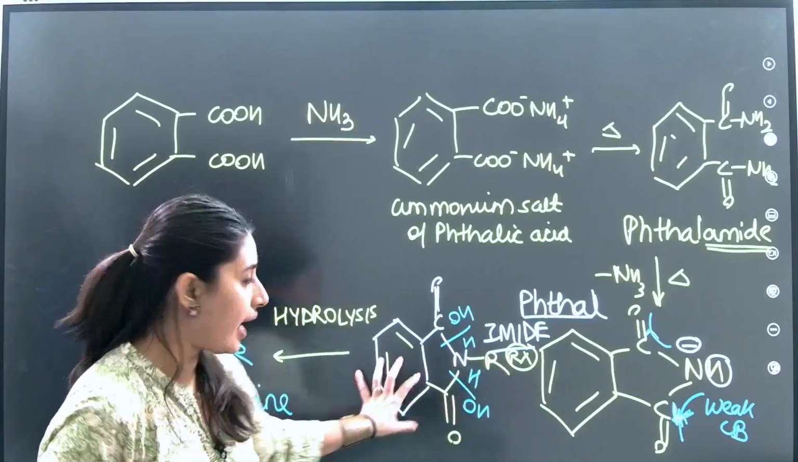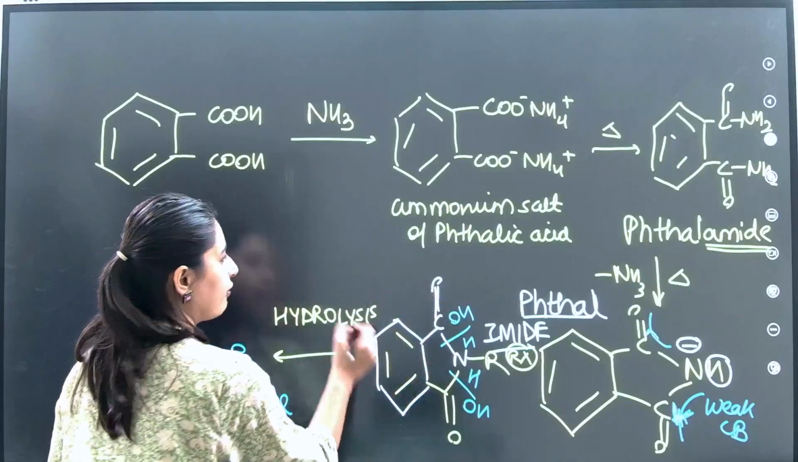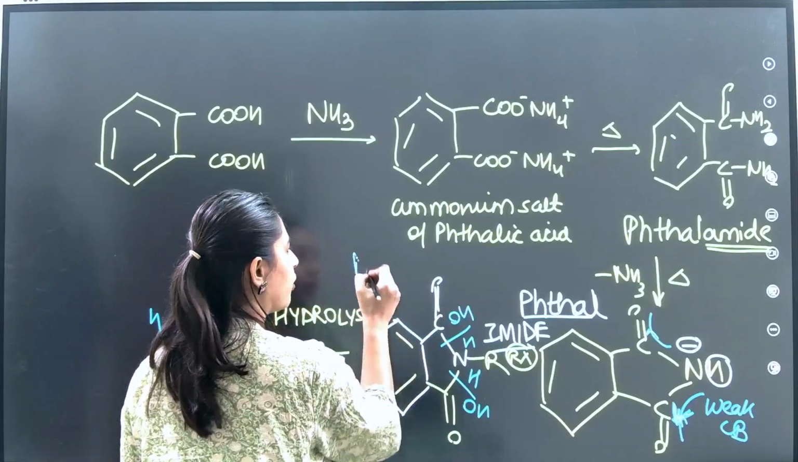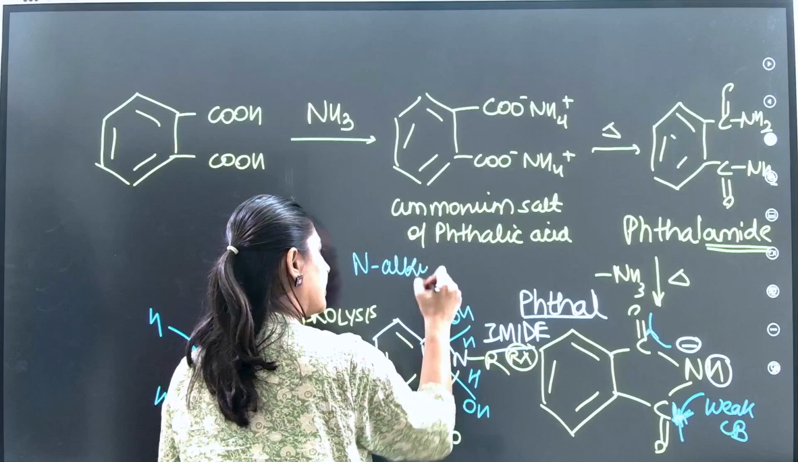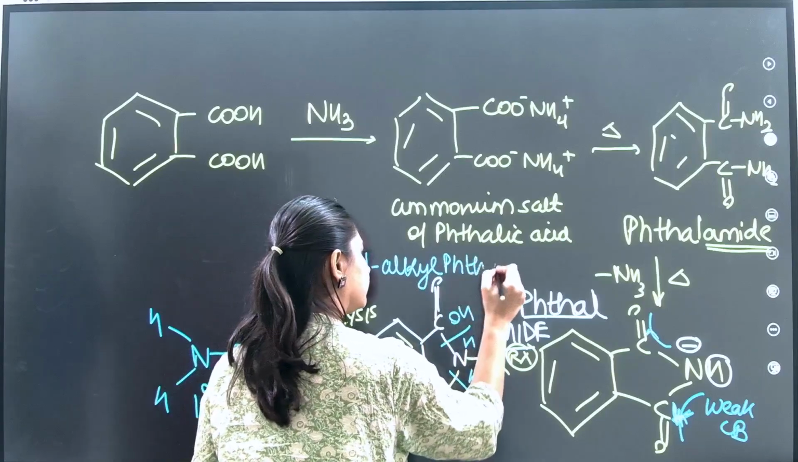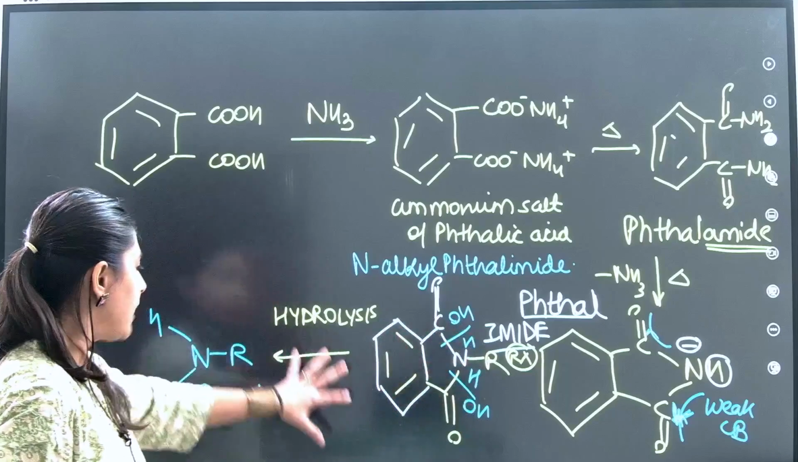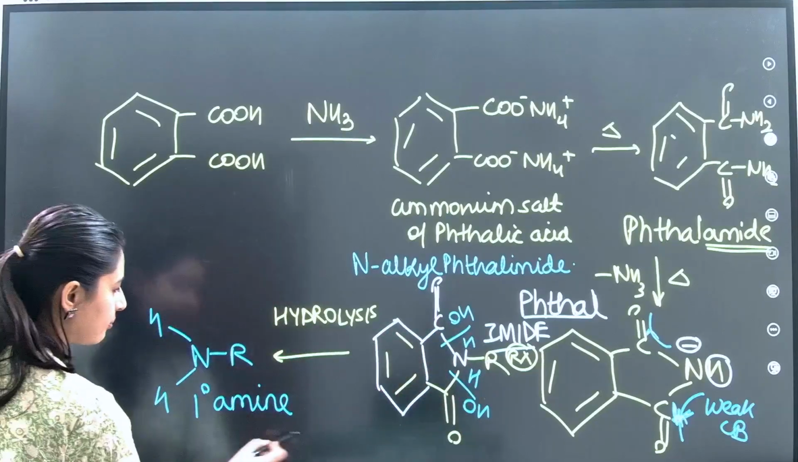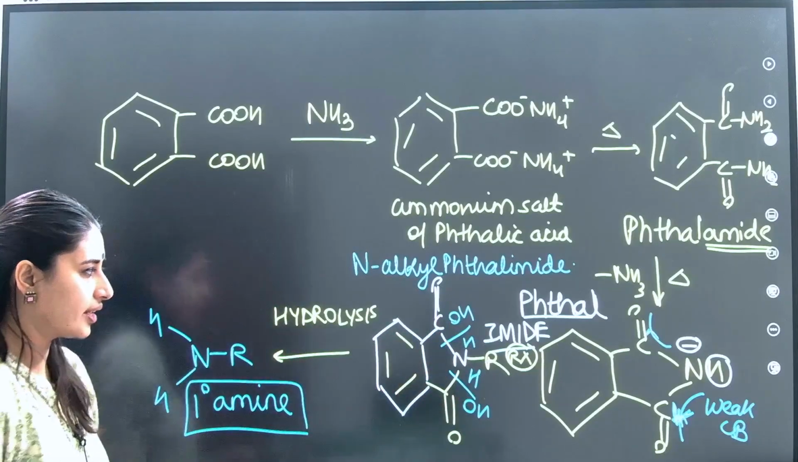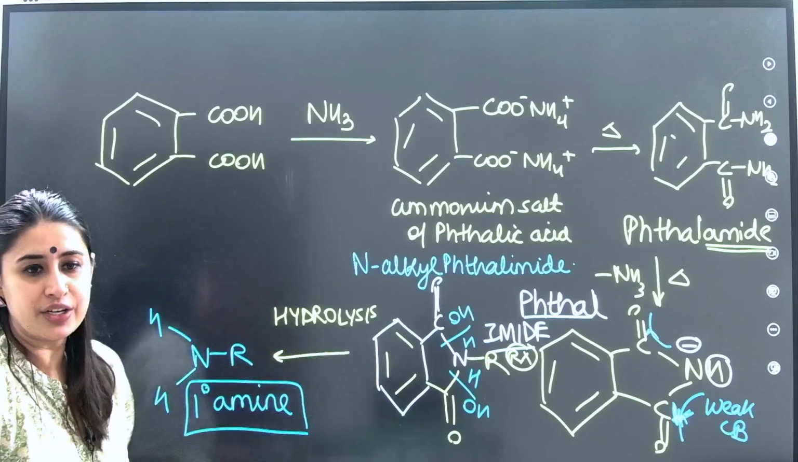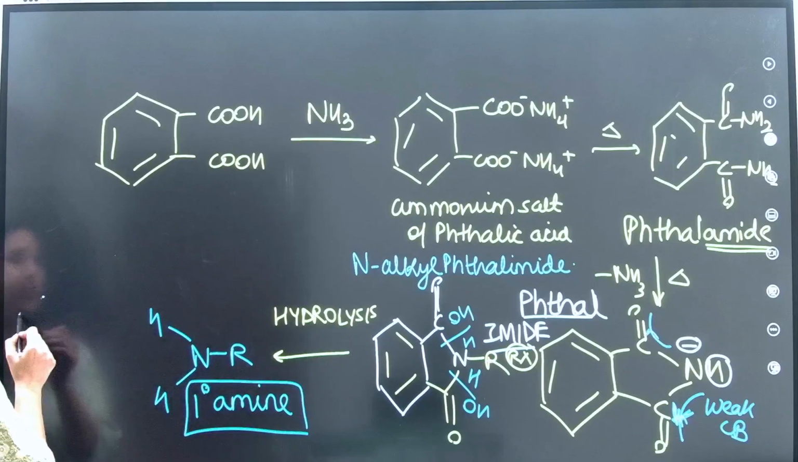Now this is N-alkyl phthalimide. If I have to name this particular compound, we're going to call it N-alkyl phthalimide, N-substituted phthalimide. Now, if you break it, you're getting 1 degree amine. It's a great source of making 1 degree amine. And along with that, you're going to get back your phthalic acid.